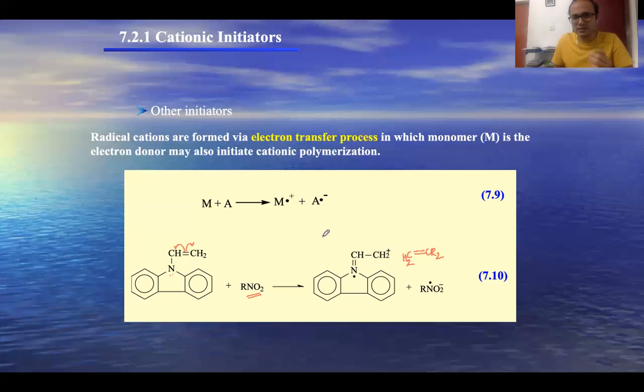So this is a way of generating radical carbocation, and thereby they can participate in cationic polymerization. So this is via electron transfer, in which the monomer is the electron donor, and it itself acts to initiate the cationic polymerization. So this is another type of initiator that we can use in cationic polymerization.